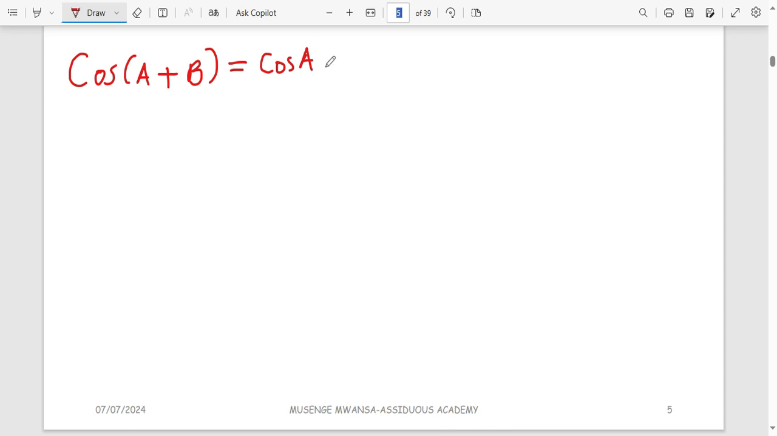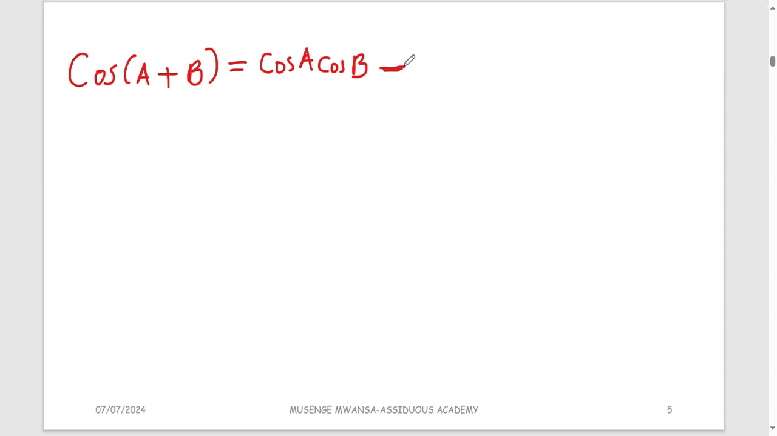You get first the first angle, but for cos, you write again cos, don't change to sine, and then get the second angle. But you change the sign. If it was a plus, it becomes a minus. If it was a minus, it becomes a plus. So it becomes minus. Now get sine, the first angle, again sine, the second angle. So this is the difference formula for cos, all right?